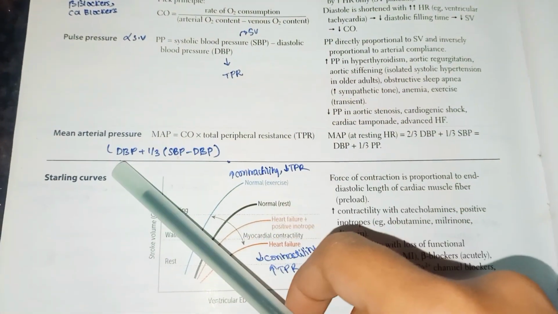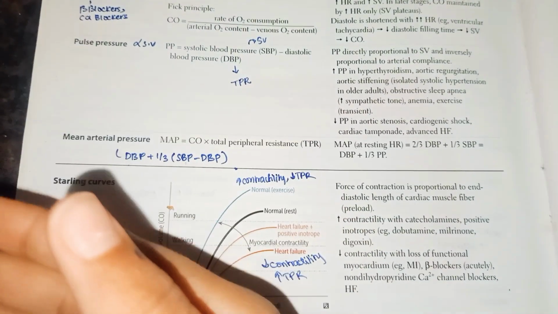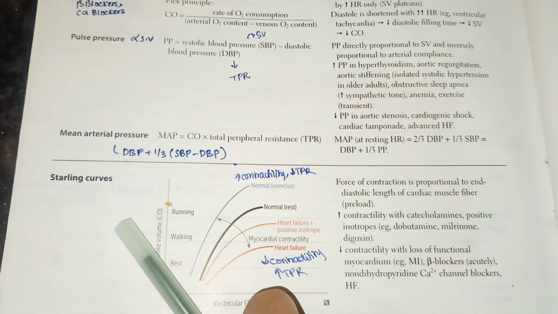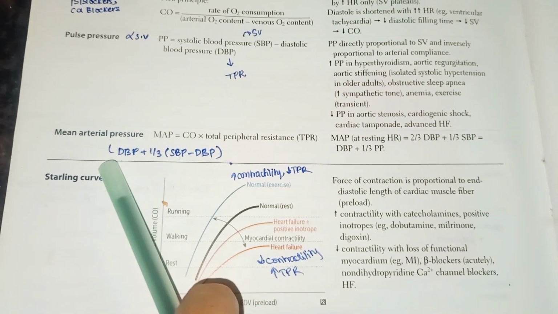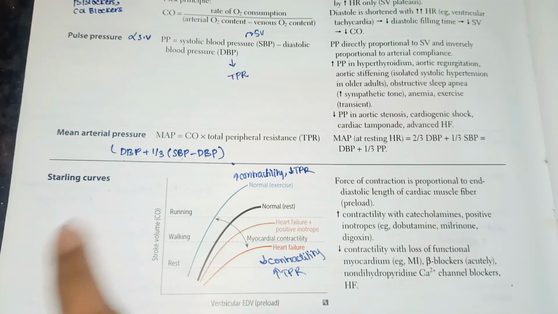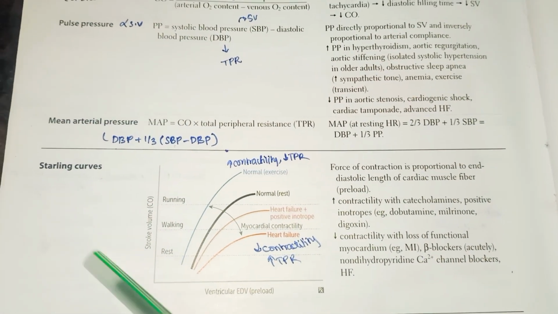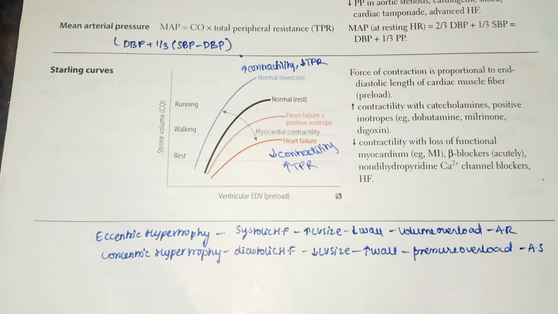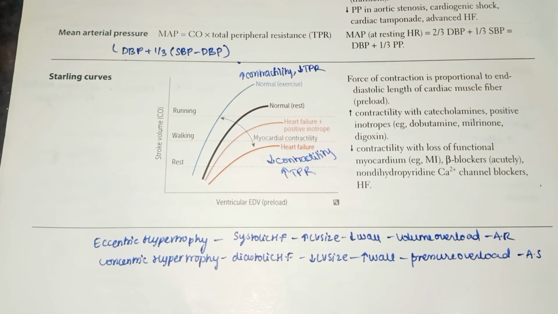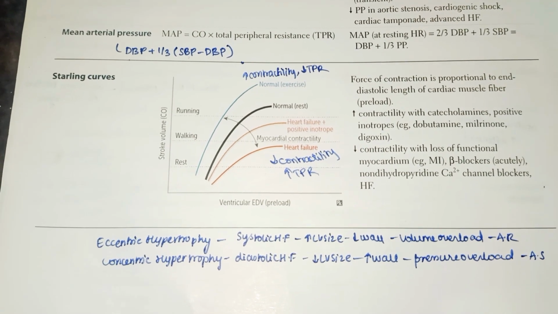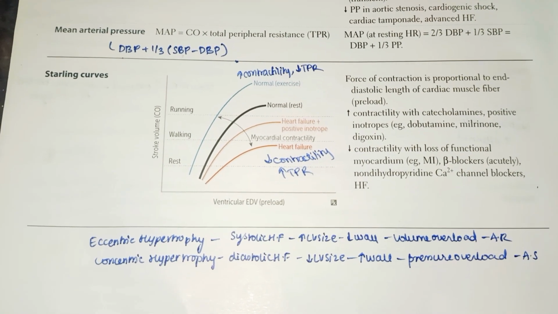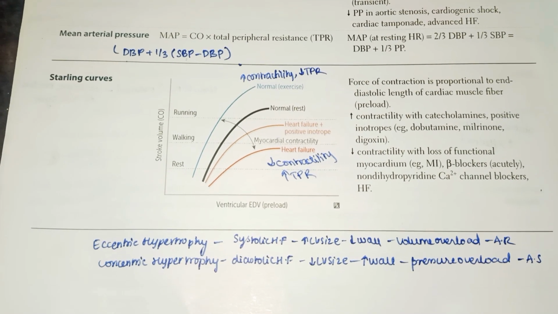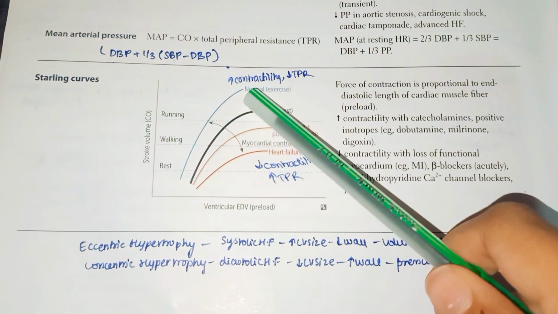Now coming to mean arterial pressure. As I said, mean arterial pressure is related to afterload. So mean arterial pressure is equal to cardiac output times total peripheral resistance. Or you can say this as diastolic blood pressure plus one third of systolic blood pressure minus diastolic blood pressure. Now let us try to understand the Starling curves. The Starling curve shows that force of contraction is proportional to end diastolic length, or you can say preload. So how much your heart contracts is directly proportional to preload, because if more blood is coming, the more the heart contracts, right? So you can see an increase in contractility here.